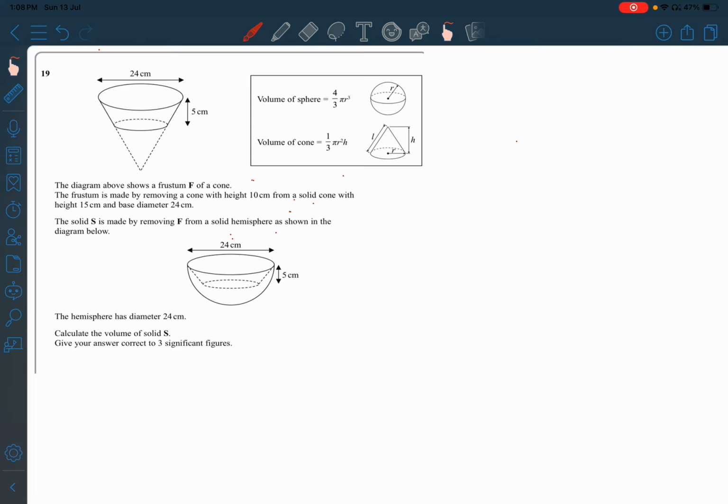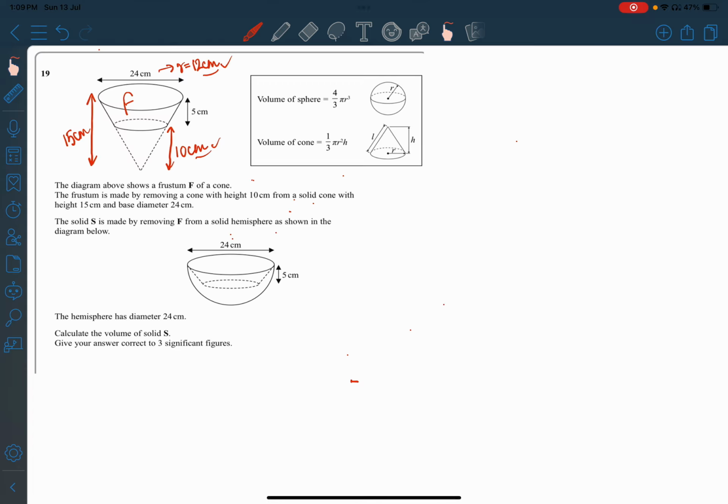The diagram above shows a frustum F of a cone. So this is frustum F. The frustum is made by removing a cone with height 10 centimeter. This is the cone you have removed, whose height is 10 centimeter, from a solid cone with height 15 centimeter. So this is your solid cone of height 15 centimeter, and the base diameter is 24 centimeter. So 24 centimeter is the diameter, so the radius would be 12 centimeter.